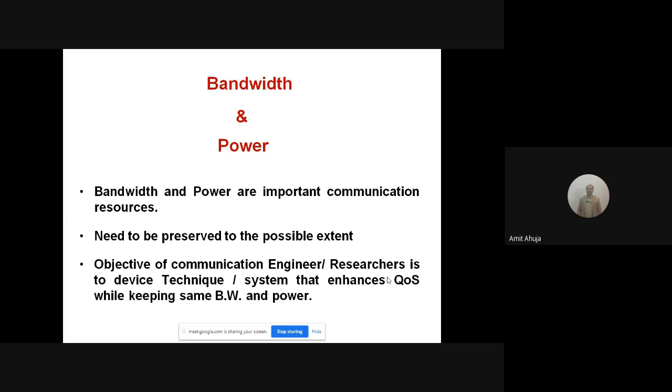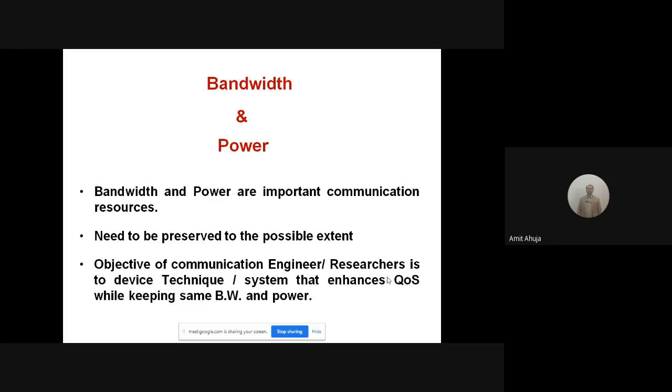The same in a wireless sensor network: a node which was supposed to run for a week, a month or a year will run for more than that. So that is the importance. Even in satellite communication, one of the important constraints is power, because you have to transmit a large amount of power from one place to another. So from that viewpoint, these two are very important communication resources, especially in wireless communication.